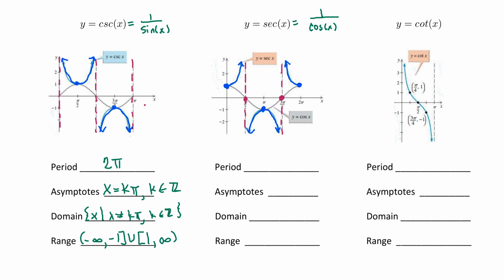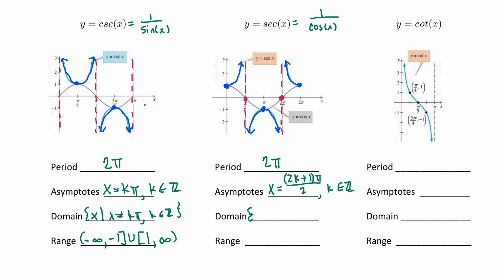Like cosine, secant has a period of 2 pi. The asymptotes are located at odd integer multiples of pi over 2. We express this as x equals 2k plus 1 times pi over 2. Recall that if k is an integer, then 2k is an even integer. Therefore, 2k plus 1 generates an odd integer reliably.